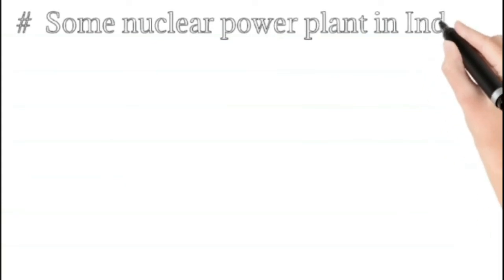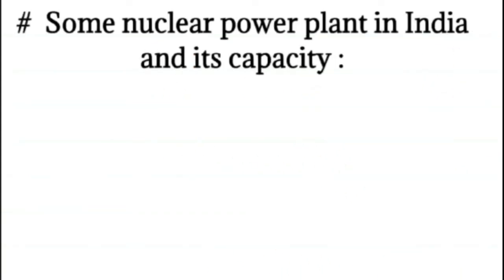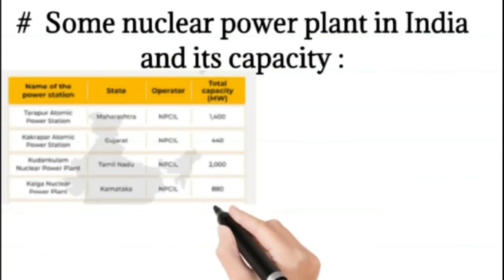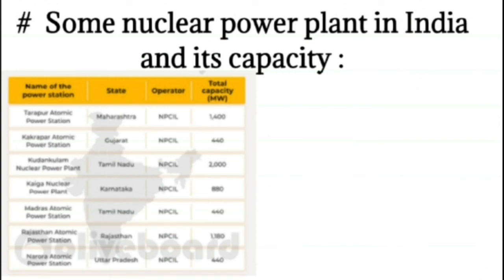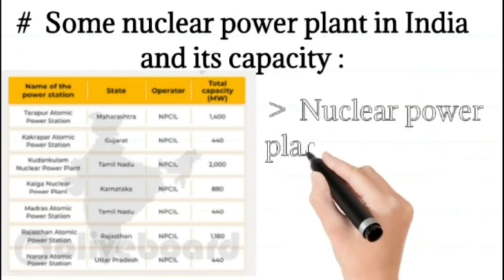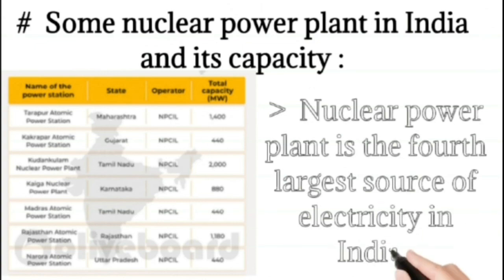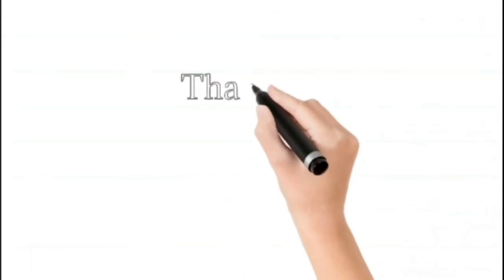Then we have some nuclear power plants in India and their capacity. Here we have a chart of that. The nuclear power plant is the fourth largest source of electricity in India.